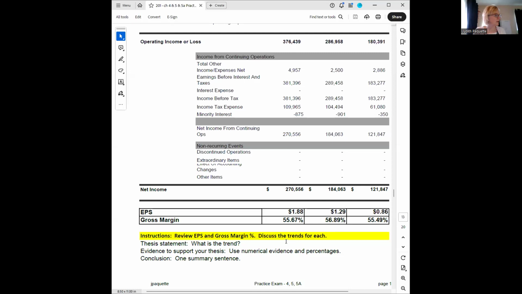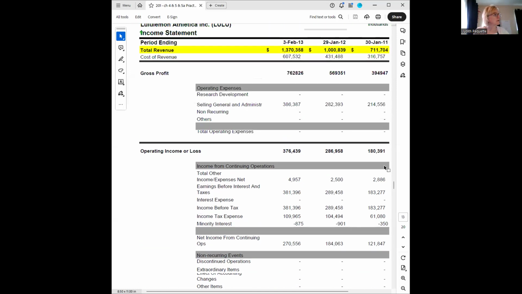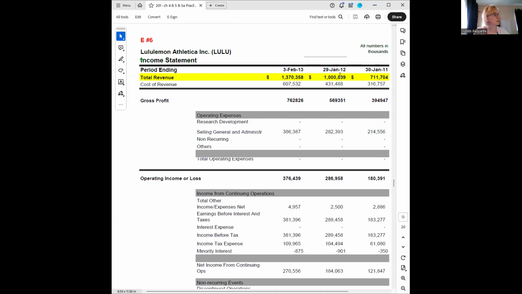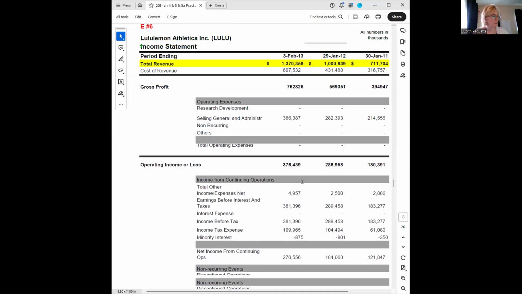Okay. So let's go back to the exam. So this is just given. So now I'm saying, look and discuss the trends. If you were discussing 3 years of trends, I want you to give me numerical evidence and percent evidence. So now you're going to be giving me how much did it grow from 2011 to 2012 and 2012 to 2013.